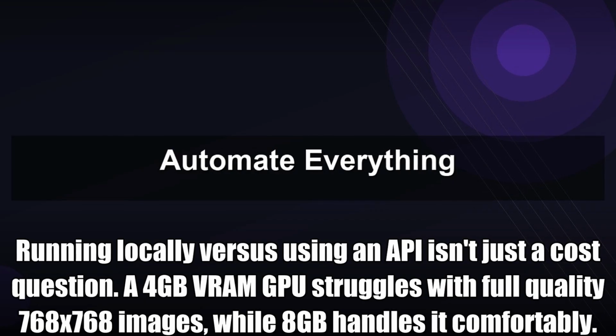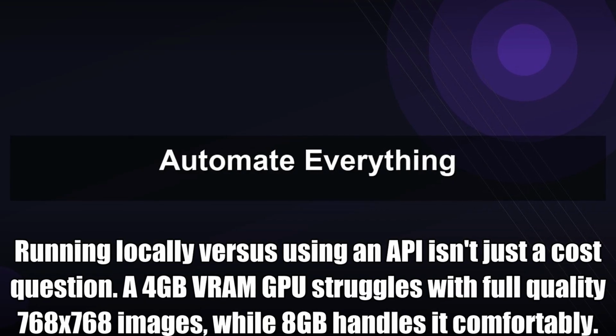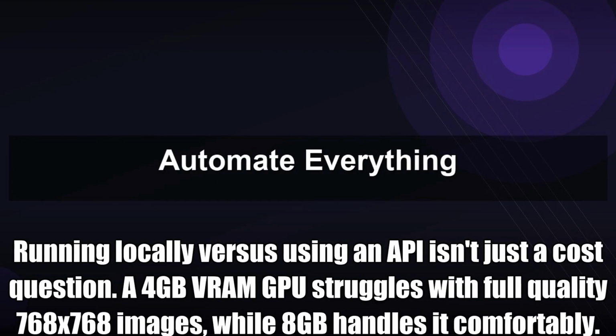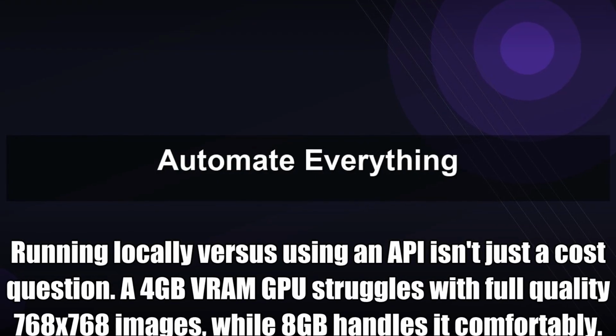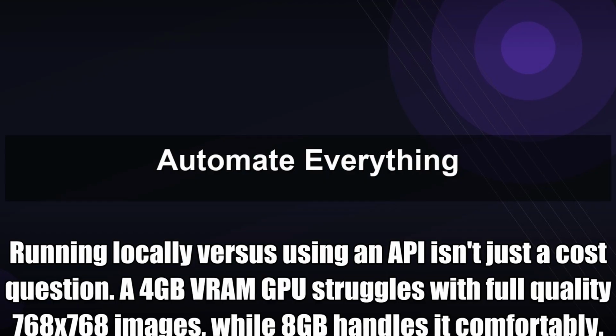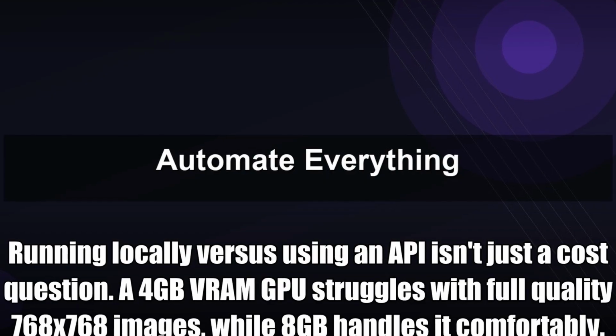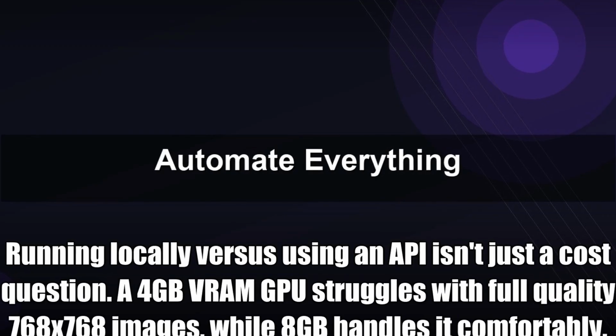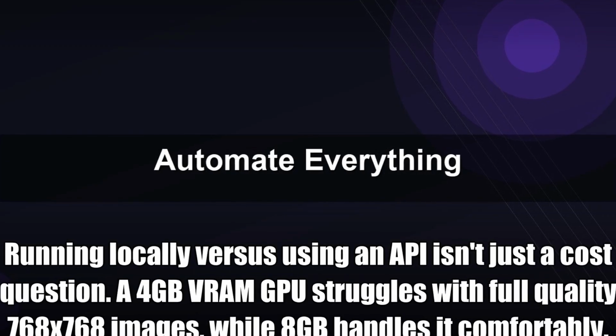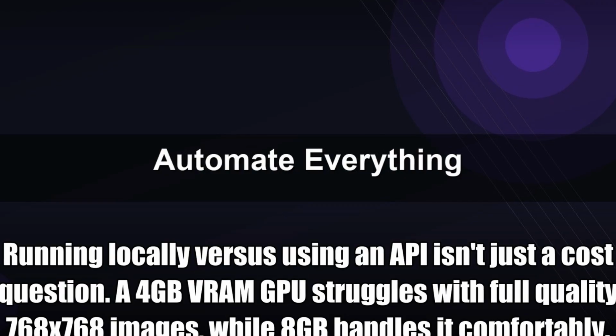Running locally versus using an API isn't just a cost question. A 4 GB RAM GPU struggles with full-quality 768 by 768 images, while 8 GB handles it comfortably. Resolution dramatically increases VRAM demands because you're scaling the latent space, multiplying every calculation. This is why people spend more on their GPU than their entire desk setup.